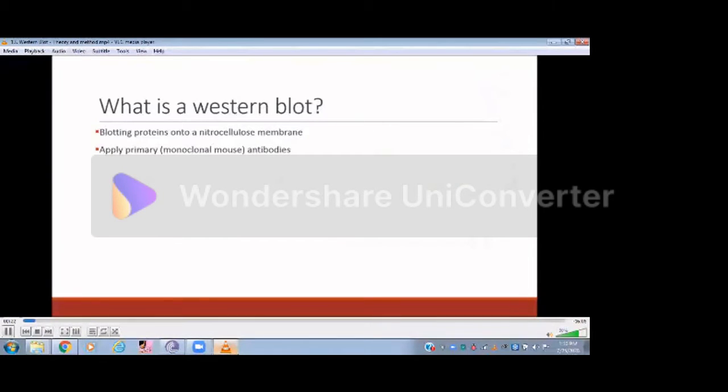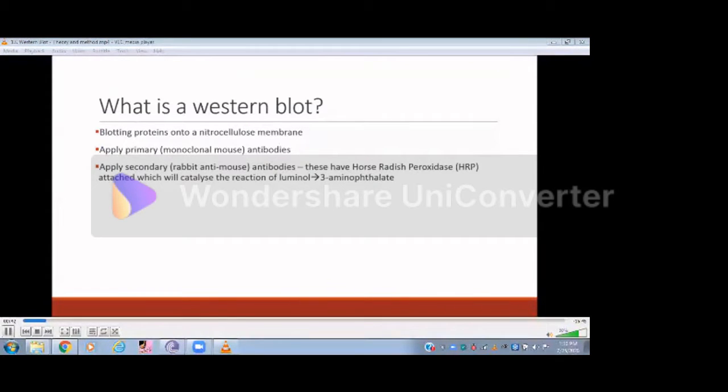So after blotting our proteins onto the membrane, we then apply a layer of primary antibodies. These antibodies are monoclonal mouse antibodies. So these are antibodies which are grown in a mouse which will target our specific protein of interest. We can then apply secondary antibodies. So these are rabbit anti-mouse antibodies which will only bind to the primary antibodies.